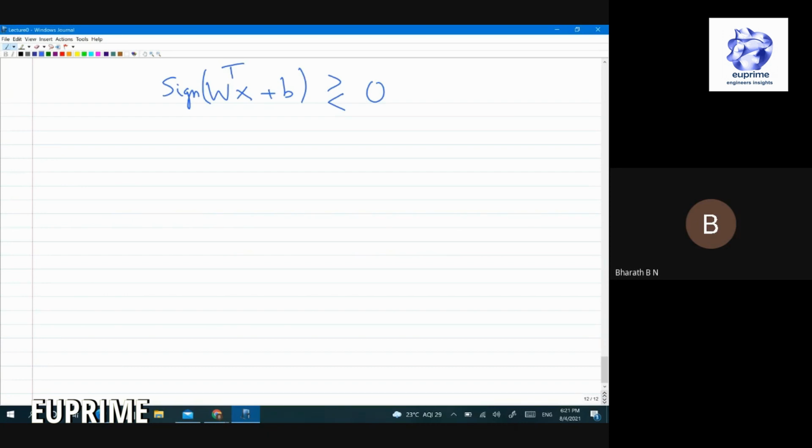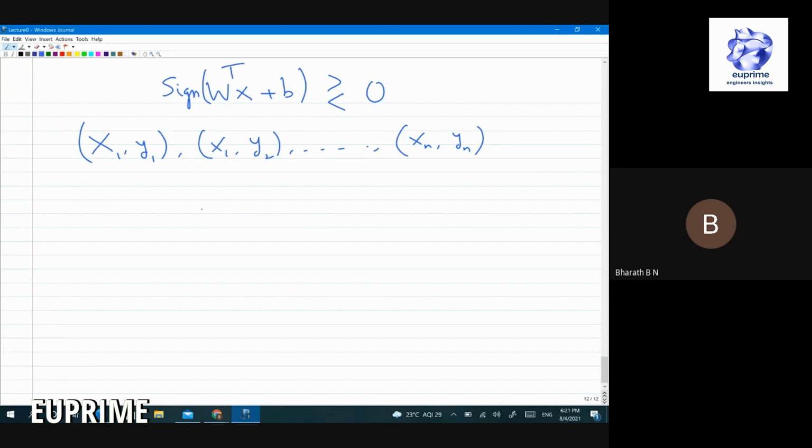Now supposing I have this data: x1, y1; x2, y2; and so on, say xn, yn. You have n data points. So how do you figure out this plane given these data points? Of course yi is basically +1 or -1, spam or non-spam.